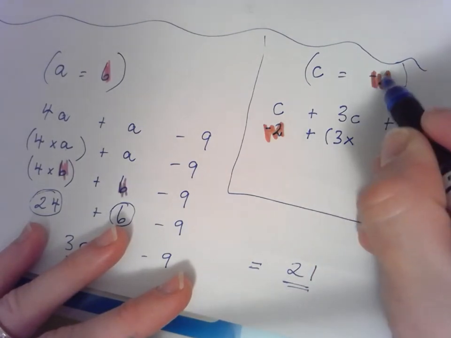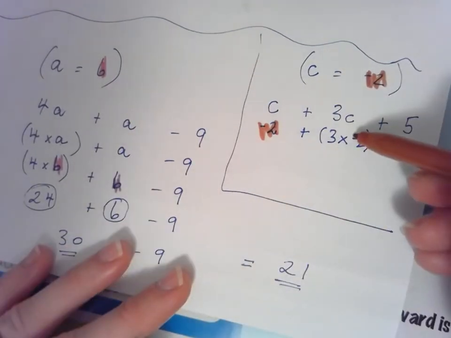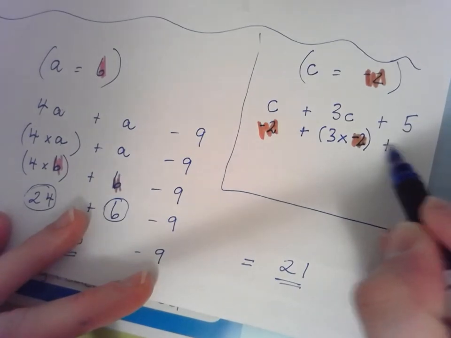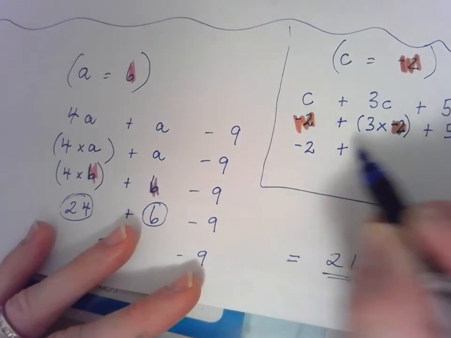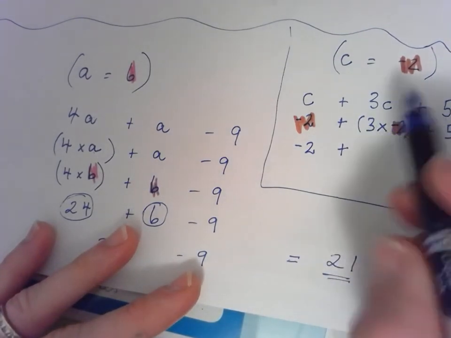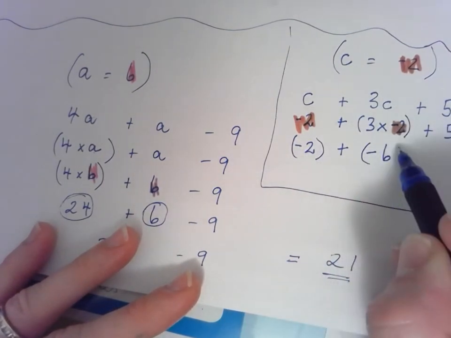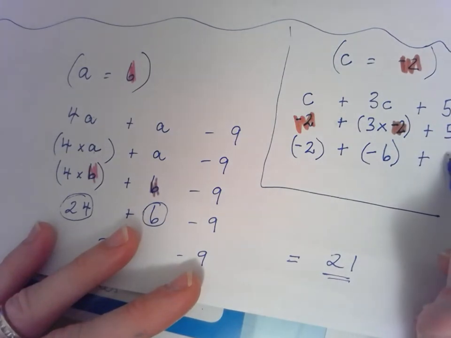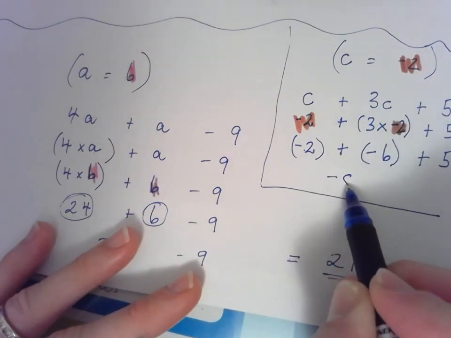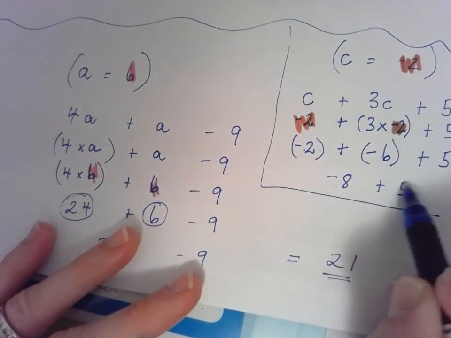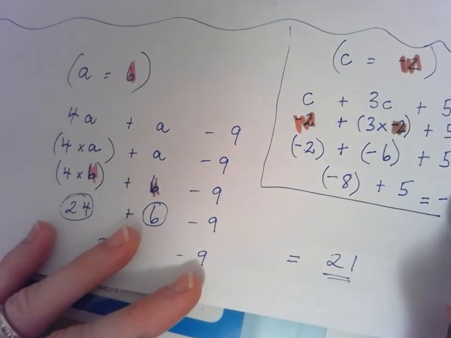Okay, so we'll speed it up a little bit here. 3 multiplied by our c, which in this question is our -2, plus 5. Okay, so that's -2 plus, okay, back to our integer work. 2 different signs gives us a negative result. 3 times -2 gives us -6 plus 5. So we've got -2 plus -6 gets us to -8 plus 5. Okay, so our answer is going to be -3.